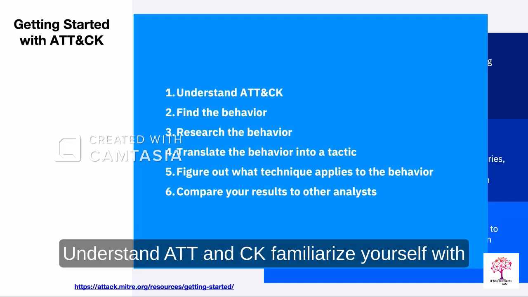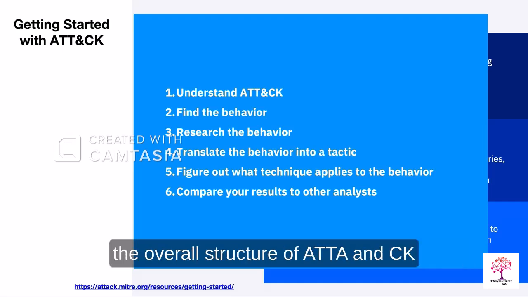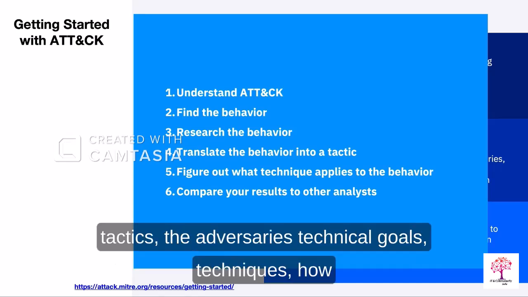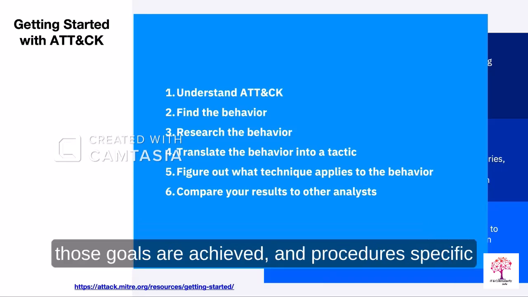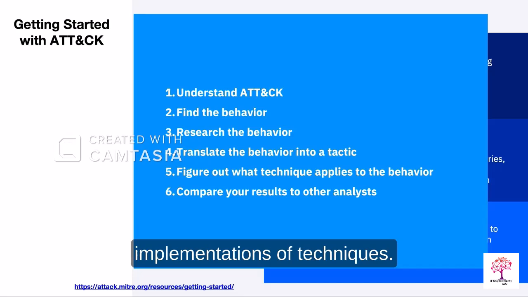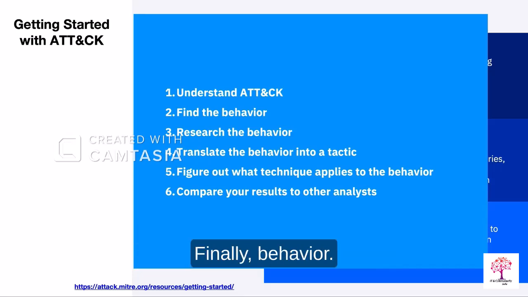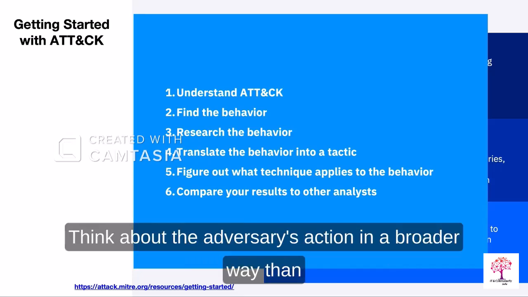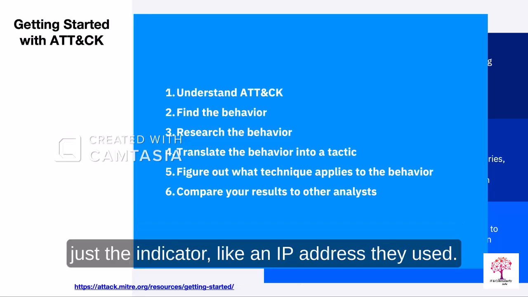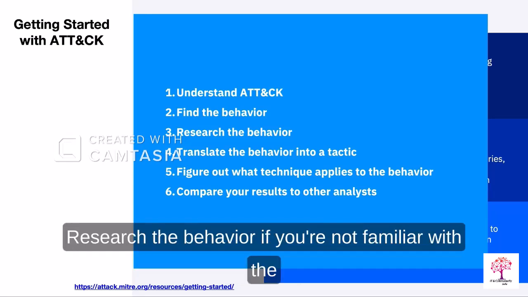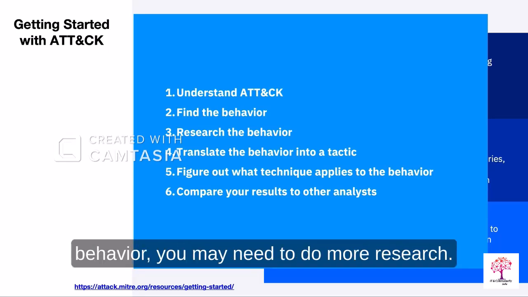Understand ATT&CK. Familiarize yourself with the overall structure of ATT&CK: tactics, the adversaries' technical goals; techniques, how those goals are achieved; and procedures, specific implementations of techniques. Finally, behavior. Think about the adversary's action in a broader way than just the indicator like an IP address they used. Research the behavior. If you're not familiar with the behavior, you may need to do more research.